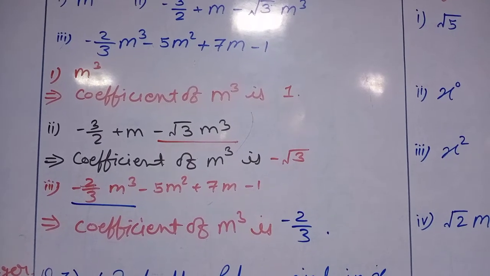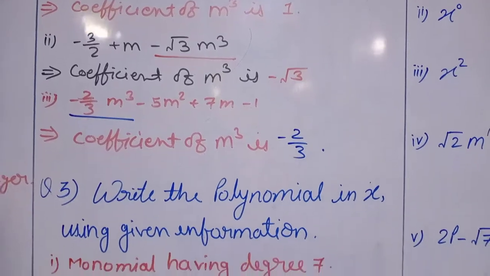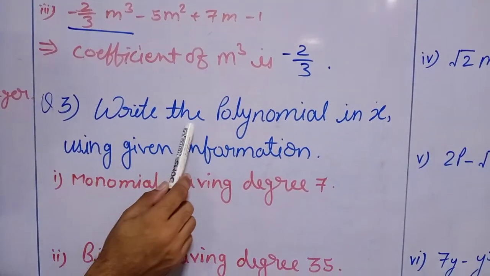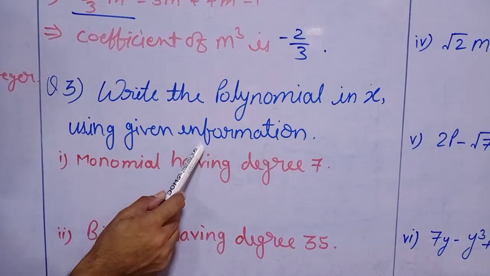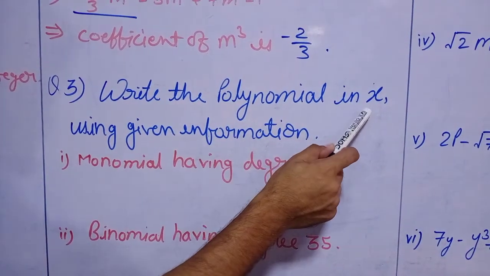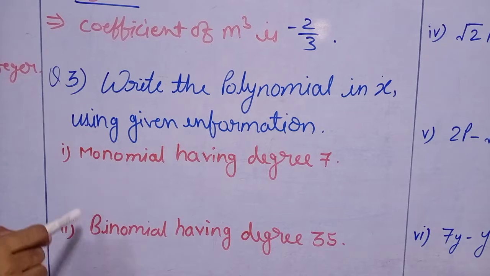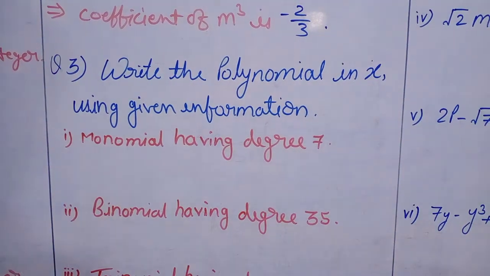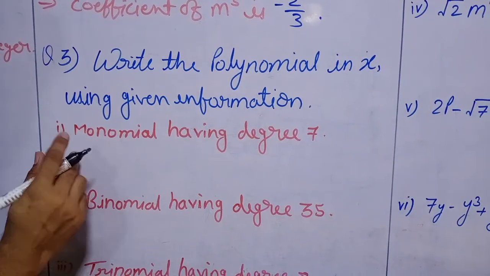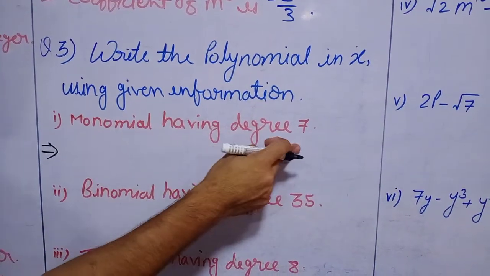Now move to question number 3, that is write the polynomial in x using the given information. Means by using this variable x we have to write the given information in polynomial form. So the first one is a monomial having the degree 7.